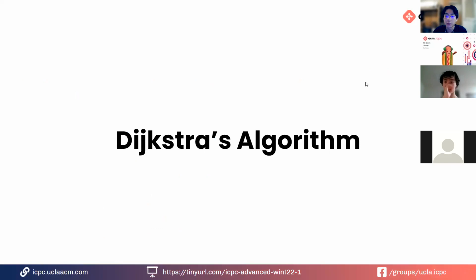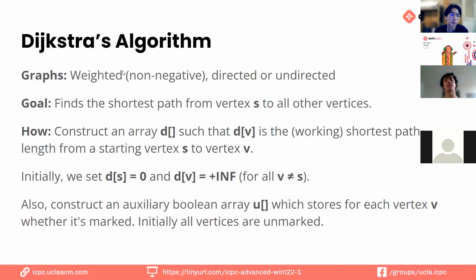So the first algorithm that we're going to talk about today is Dijkstra's algorithm. You may have heard of this algorithm. This is a very, very famous shortest path algorithm that you use all the time in competitive programming. Dijkstra's algorithm works on weighted graphs, but the edges have to be non-negative. It also works on directed or undirected graphs, and you can translate all undirected graphs into directed graphs by just making 2 edges instead of 1.